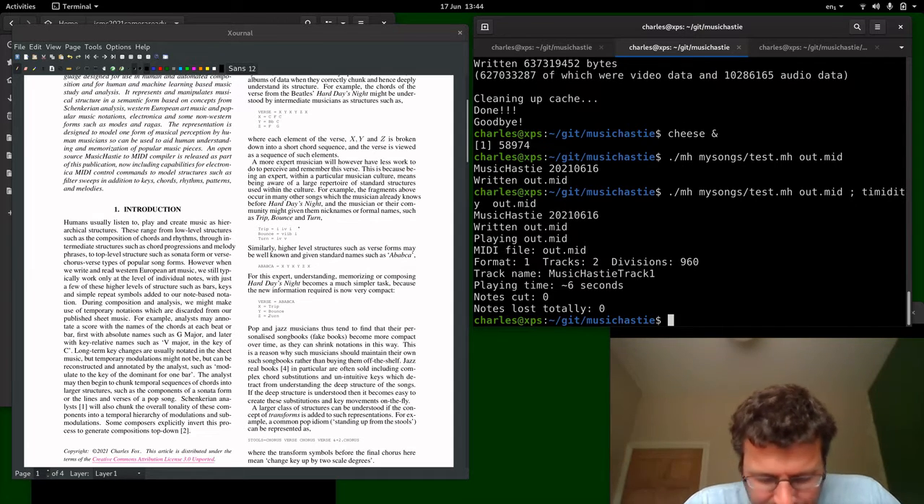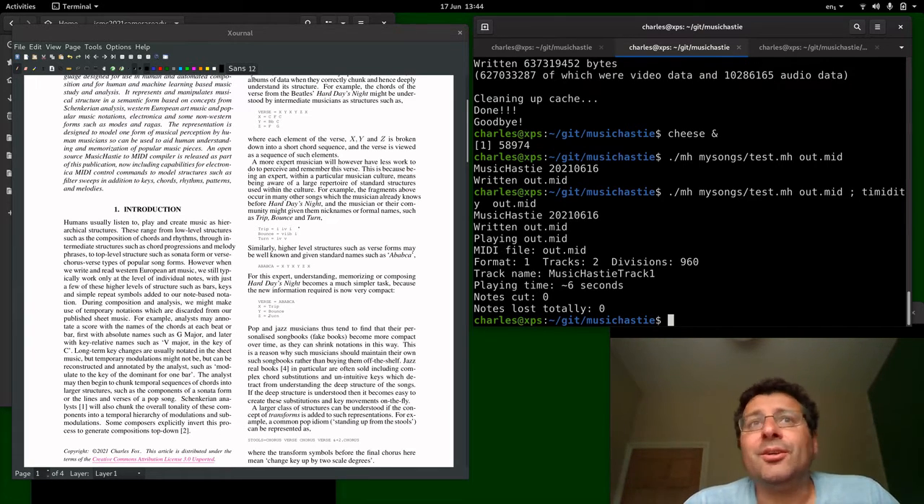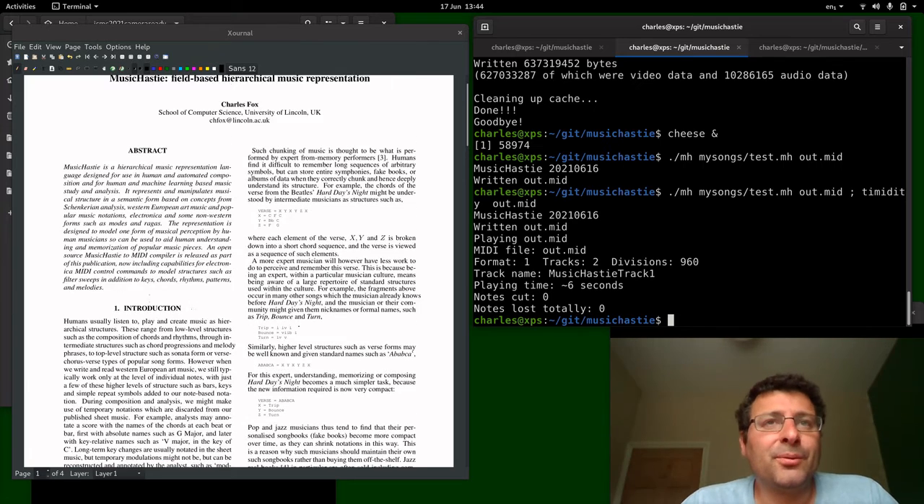We would like to use those hierarchical forms directly in our compositional practice, and also to use for annotation of existing compositions with an automated tool. We'd like a representation which can computationally handle those types of structures.